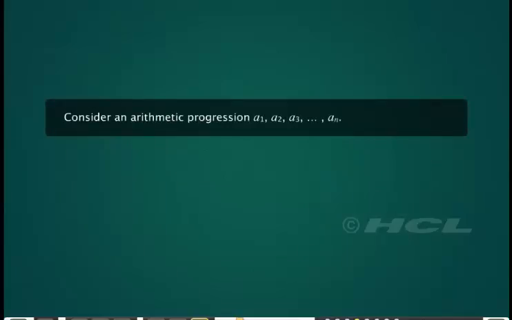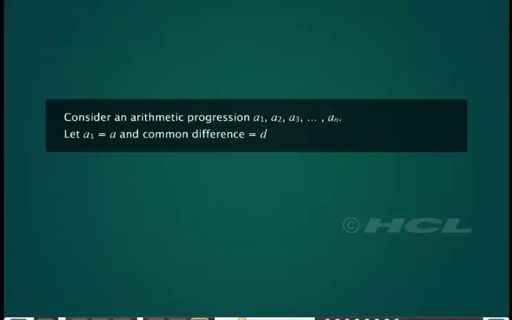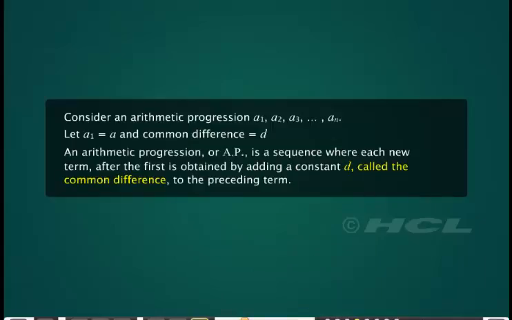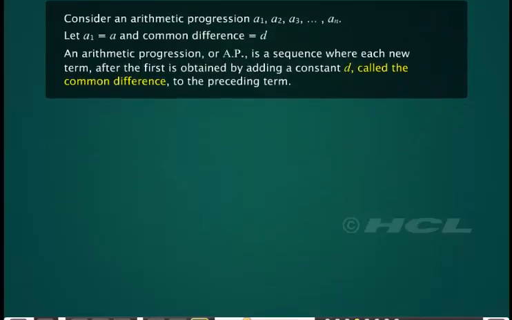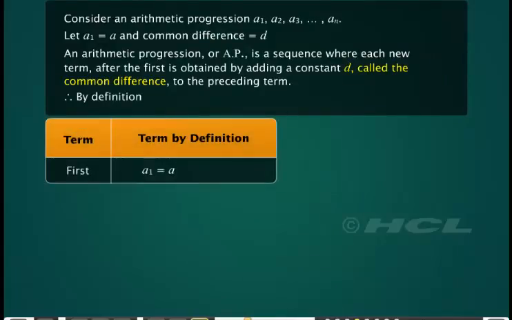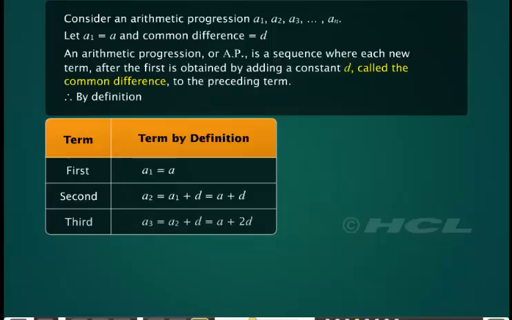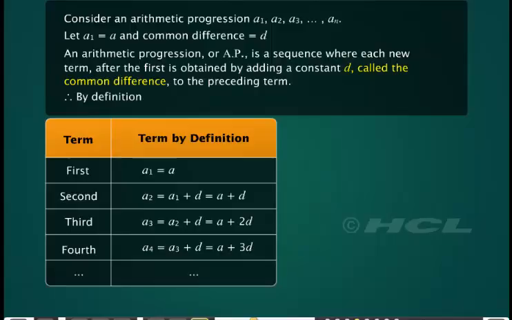Let's consider an arithmetic progression a1, a2, a3 and so on till an. Suppose the first term a1 of AP to be a and let the common difference of an AP be d. We know that in an arithmetic progression each term except the first term is obtained by adding the common difference to the previous term. Therefore, by definition of AP, we have a1 equal to a. Similarly, by definition, the second term a2 is obtained by adding the common difference d to the previous term, that is, the first term a1. As a result, the second term is a plus d. Likewise, the third term, the fourth term and so on can be obtained as shown.